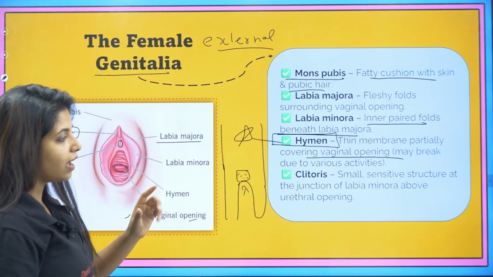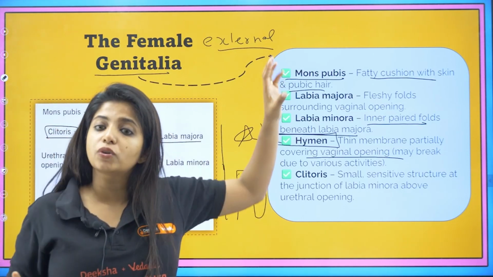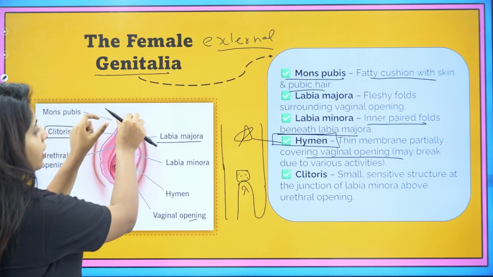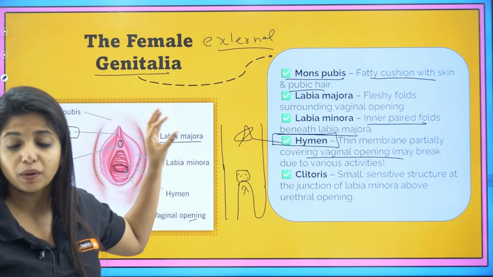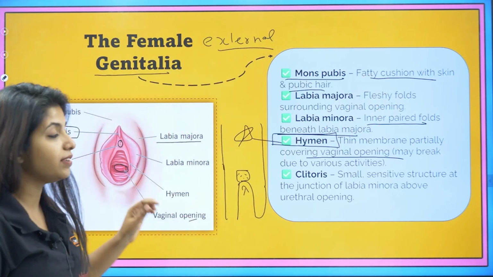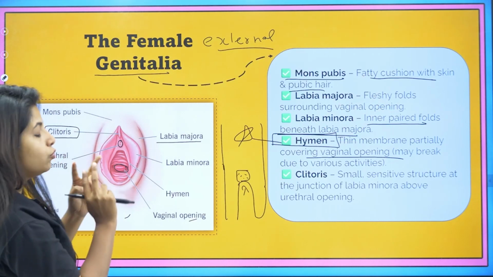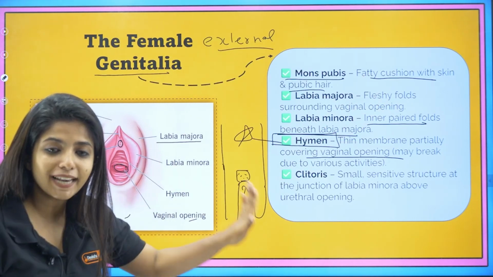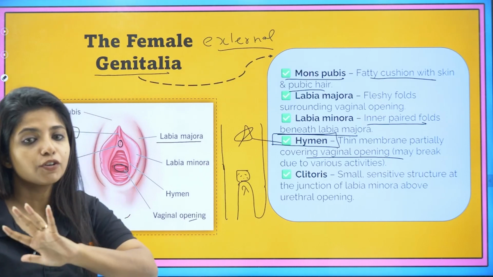So first thing, what do you have? You have a fatty cushiony thing that is known as mons pubis. Then if you go below, over here you have fleshy folds of tissue known as labia majora. Within it you have labia minora. Within it you have two openings, one is the vaginal opening and the other one is the urethral opening. The vagina is surrounded by a thin layer known as hymen, which can be torn easily.